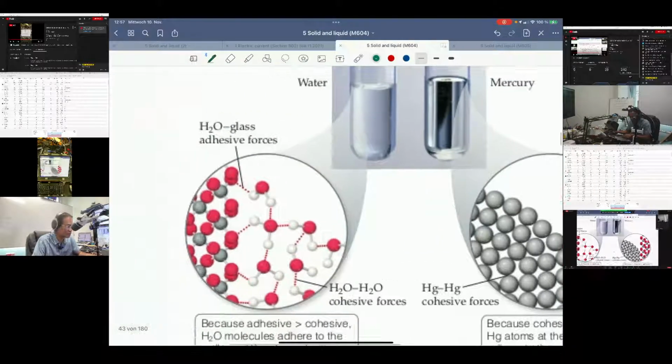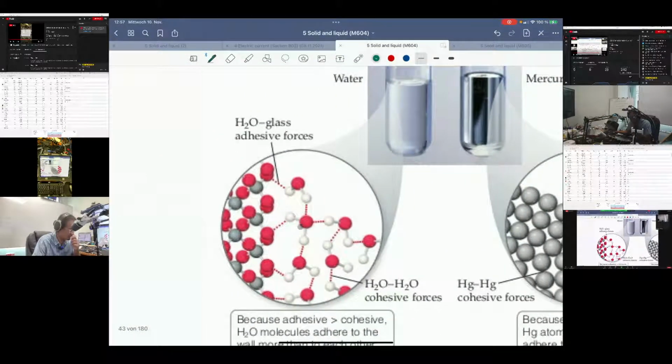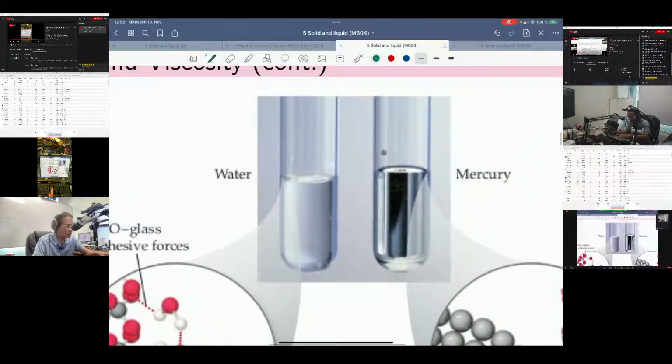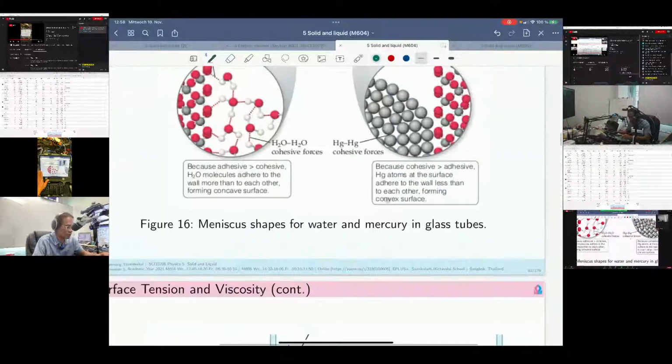Okay, it's quite different from water. In the water case, we have more adhesive force than cohesive force. The molecules in the water don't attract each other so strongly, so that's why they are going to be attached to the glass. And that's why we can see this shape. If the figure is not clear enough, let's go ahead to the next one.